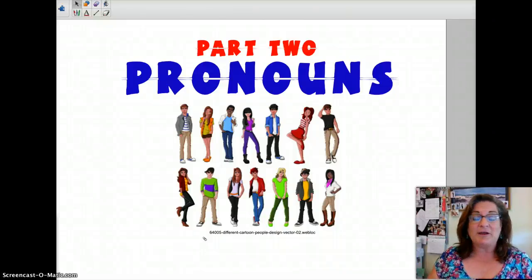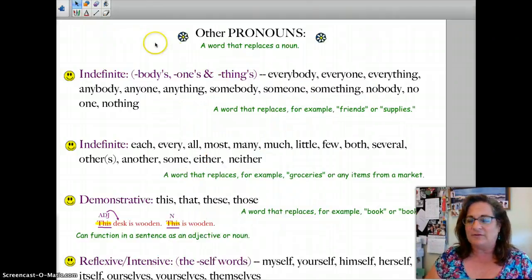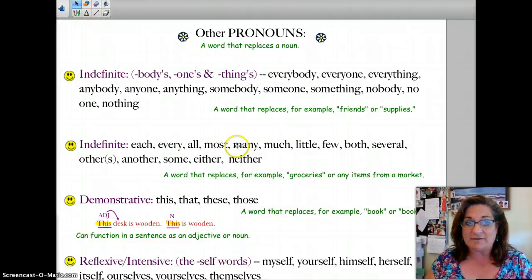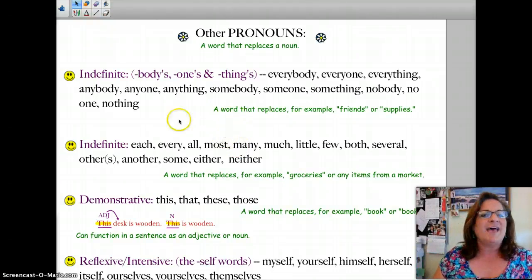Hi, we're back for pronouns part 2. Let's do this. So now I'm going to introduce you to more pronouns beyond the personal pronouns of he, she, me, I, that kind of stuff. These are other pronouns, and there's a lot of them. So brace yourself. Let's do this.